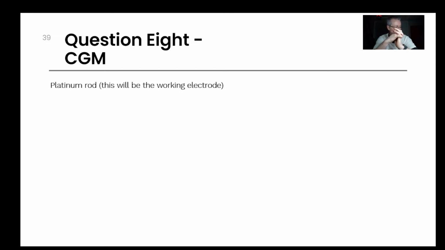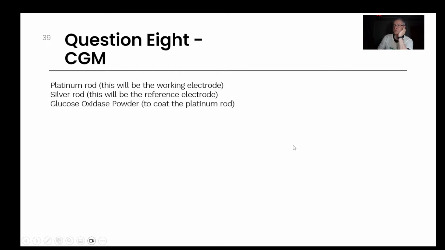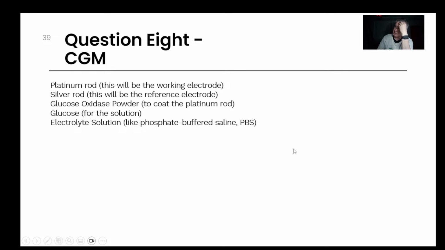Somebody here is interested in making a CGM, a continuous glucose monitor. They're thinking of making a platinum rod, with a silver rod as their reference electrode, glucose oxidase powder, a glucose solution to test it, PBS, and then an ammeter to measure the current. I just feel like this is too R&D.